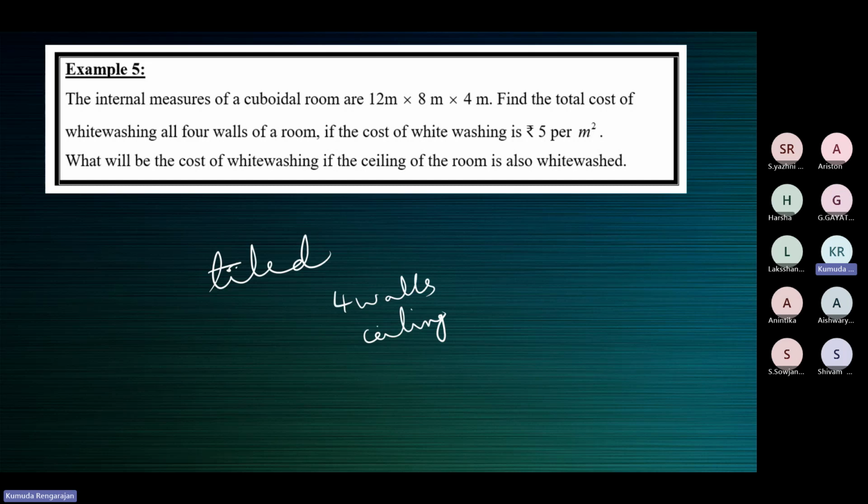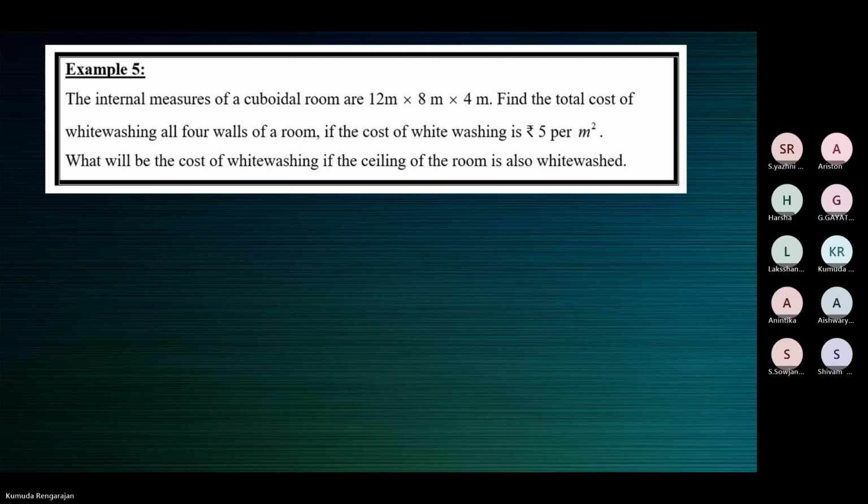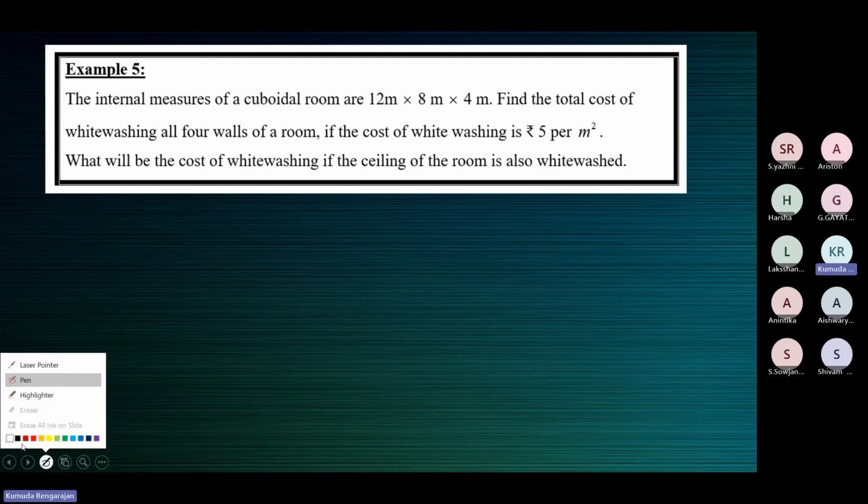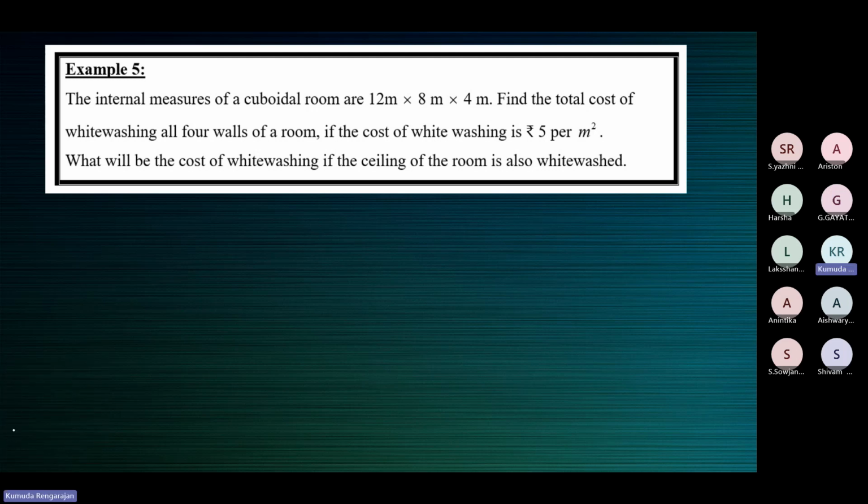If the cost of whitewashing is rupees 5 per meter square, what will be the cost of whitewashing if the ceiling of the room is also whitewashed? So you need to find the cost of whitewashing the 4 walls and also the cost of whitewashing the 4 walls, including the ceiling. So somebody tell me the formula to find the area of the 4 walls, which is nothing but the curved surface area of a cuboid.